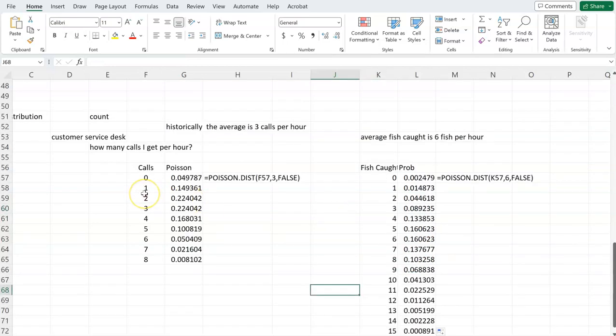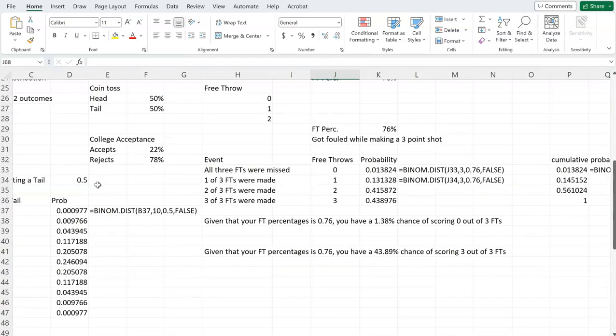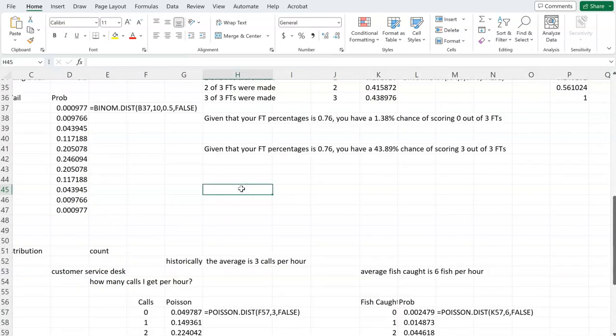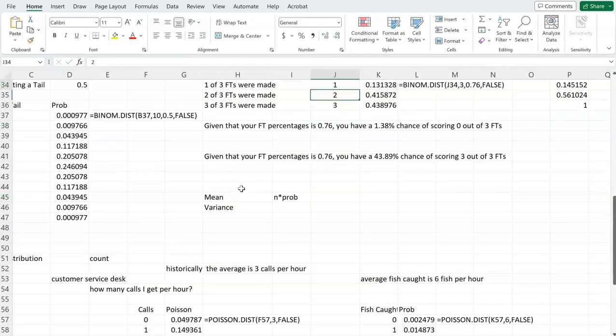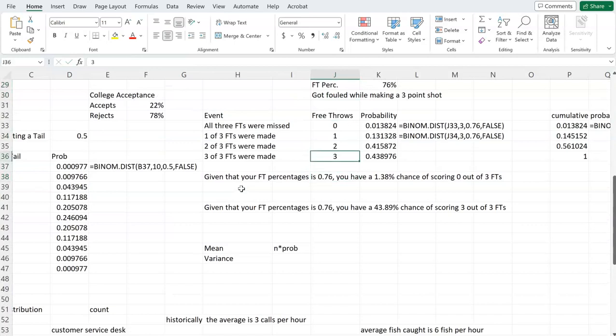Okay, so this is how we use Poisson distribution and binomial distribution. One of the things we have to know is the mean and variance of the binomial distribution and Poisson distribution. The mean of binomial distribution is just going to be n, the number of observations, times the probability of it happening. So if we were looking at the free throws, my n is 3, and my probability is 0.76. So it's going to be 3 times 0.76. So on average, we should be making 2.28 free throws.